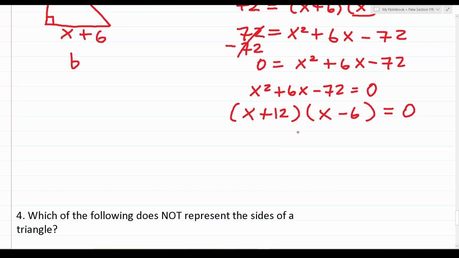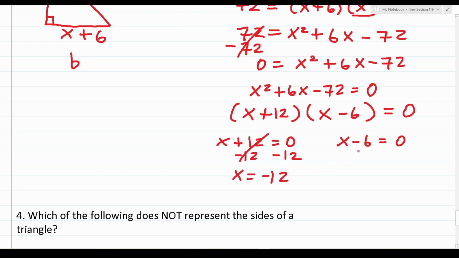But that said, we're not done yet because we have to solve these for x, which means we're going to set them both equal to 0 like this. x plus 12 equals 0, and x minus 6 equals 0. When we solve for x here, we're going to subtract 12 from both sides. This crosses out, leaving you with x equals negative 12. And to solve for x here, we're going to add 6 to both sides. My pen's starting to die here. This crosses out here, leaving you with x equals 6.